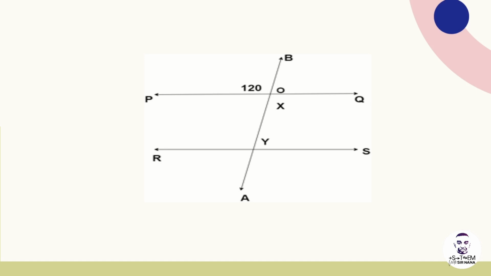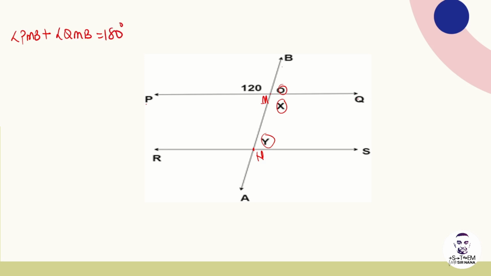With this question, we are looking at finding the angles measured. We have the letters O, X, and Y. First and foremost, let's label the point here as M, and the point here as N. So we can call this angle PMB. We can say that angle PMB plus angle QMB is equal to 180 degrees.